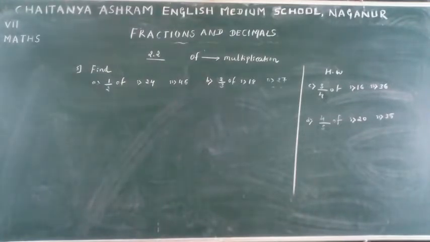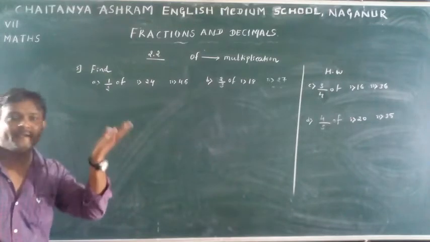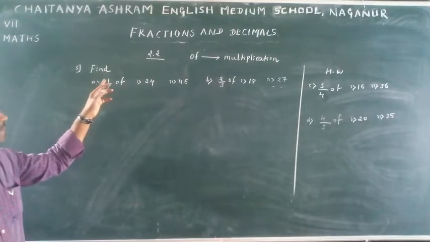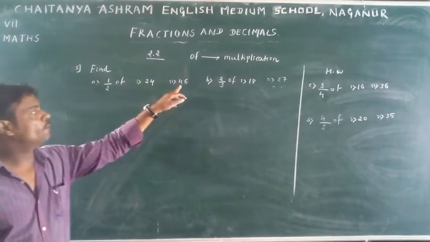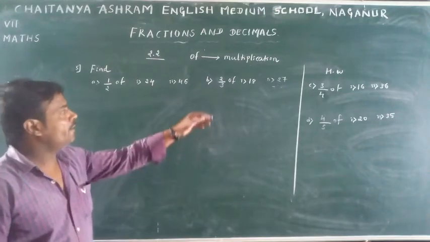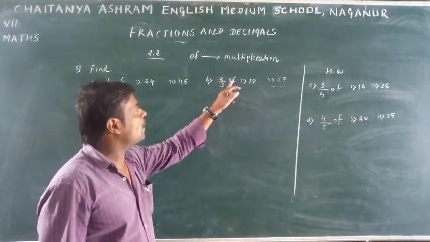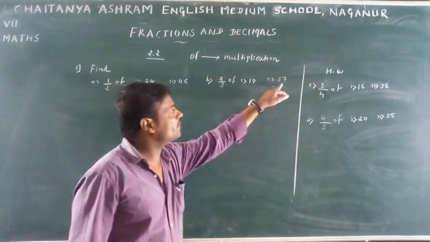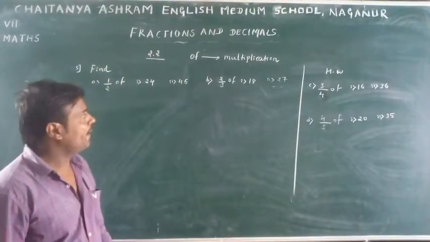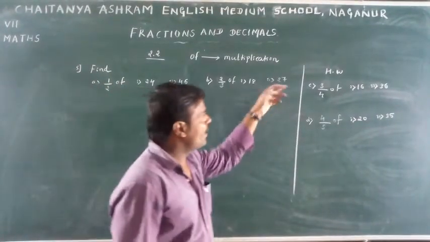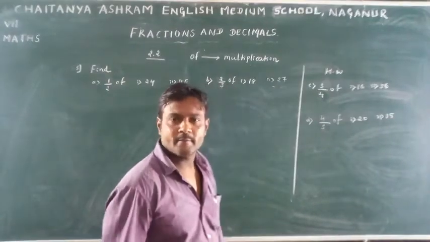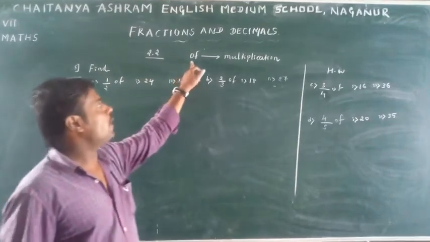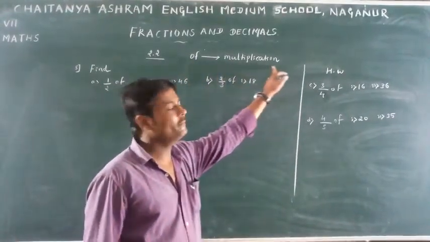Okay, dear children, we move to question five. Find 1 by 2 of 24, as well as 1 by 2 of 46. After this we find 2 by 3 of 18, and also 2 by 3 of 27. Now I will solve the first two, and C and D are for your homework. Keep in mind that "of" represents multiplication.